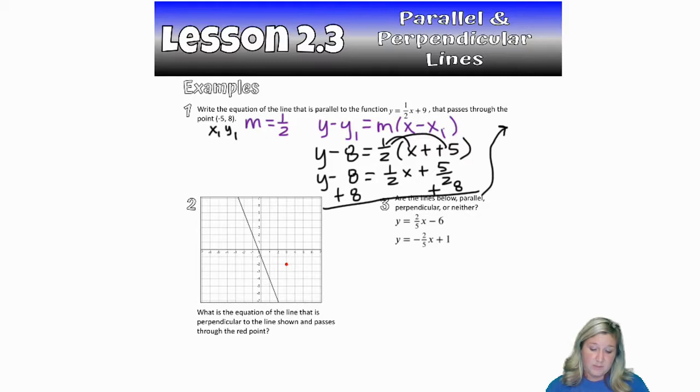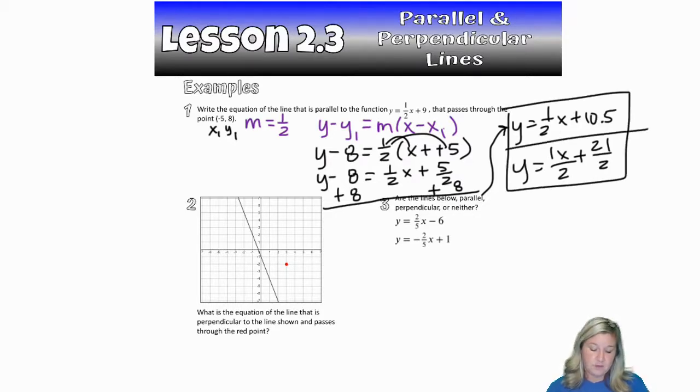So then we end up with the equation y equals 1/2 x, and then if I add 5/2 plus 8, I end up with 10.5. So I can write it as a decimal, or you can write it as a fraction. So the fraction would be 21 over 2. So you could keep it as either one, and it does not matter. So either one of those would be acceptable. So that's how you would do a point and a line that's parallel.